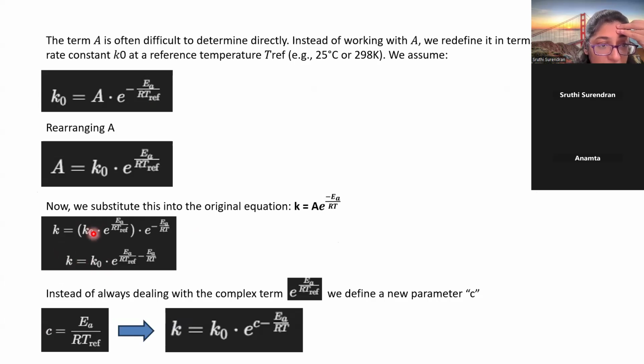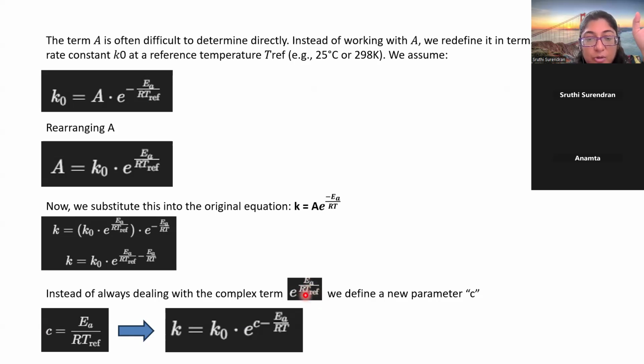we will get k is equal to k naught into e to the power Ea by R T ref into e to the power minus Ea by RT. Now, when we rearrange all these terms, we get k is equal to k naught into e to the power Ea by R T ref minus Ea by RT, which is the final equation. So instead of dealing with Ea by R at T reference temperature, we are always going to keep the reference temperature as, say, 25 degrees.